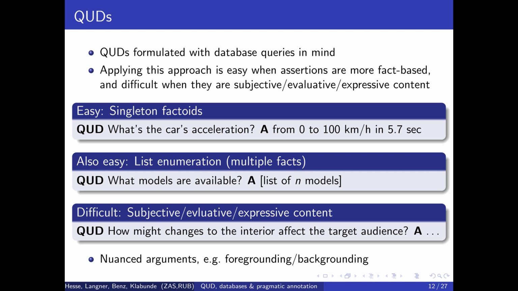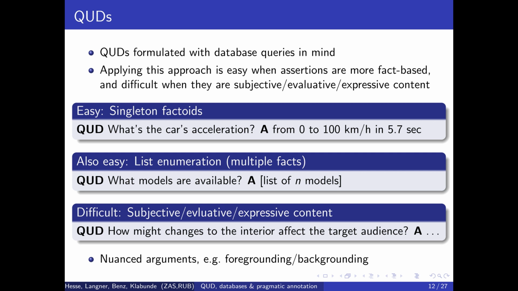What is more difficult is all of the evaluative content in the text, right? The subjective, evaluative, expressive content. One example would be something like an aesthetic question concerning the interior and the target audience, and how changes to the interior might affect the target audience. So it's a very complicated question that spawns a sub-QUD structure, which probably has multiple aspects to it, like there's changes. So what was the previous target audience?